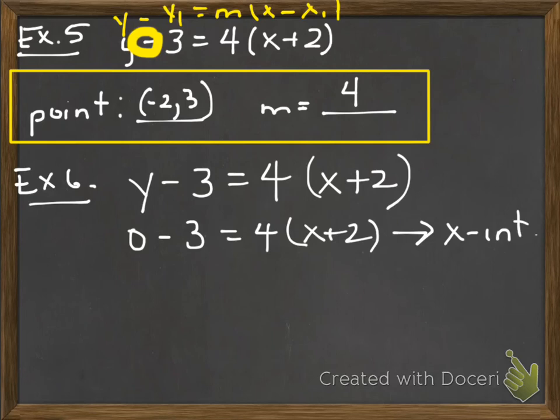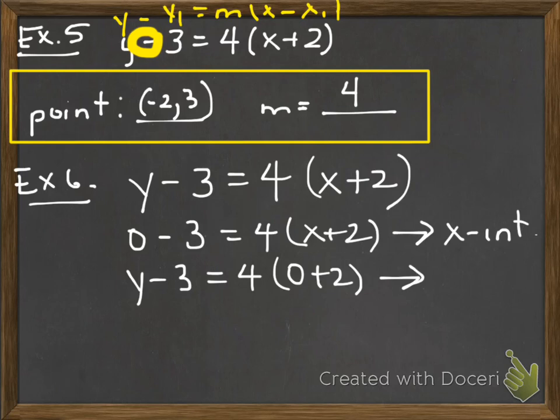What if I wanted to find the y-intercept? So plug in 0 for x. So 4 times 0 plus 2. That would be for your y-intercept, and then you would just solve. Okay, any questions?